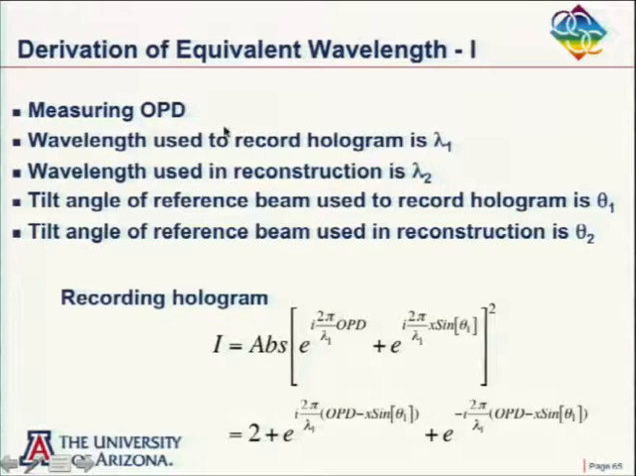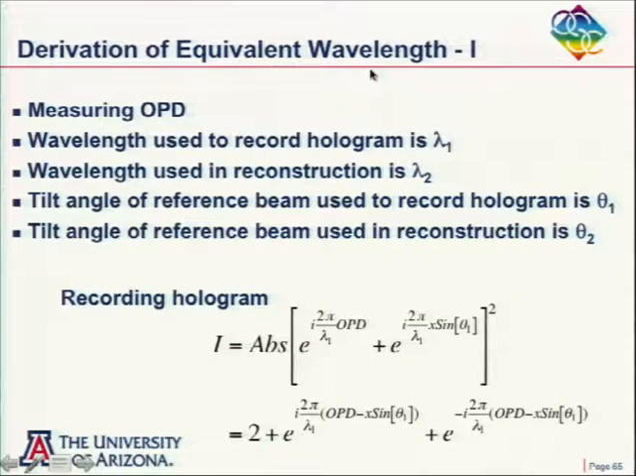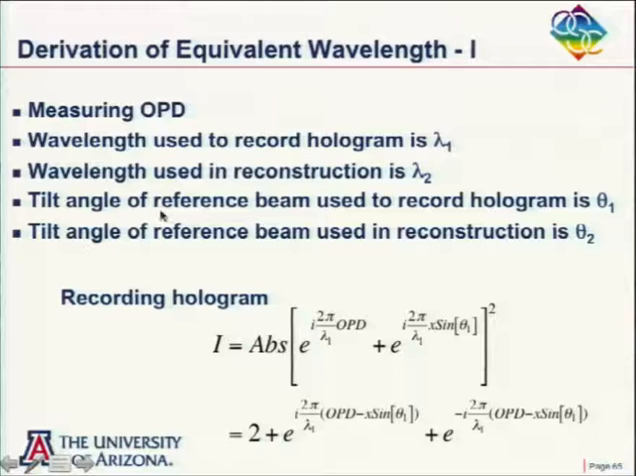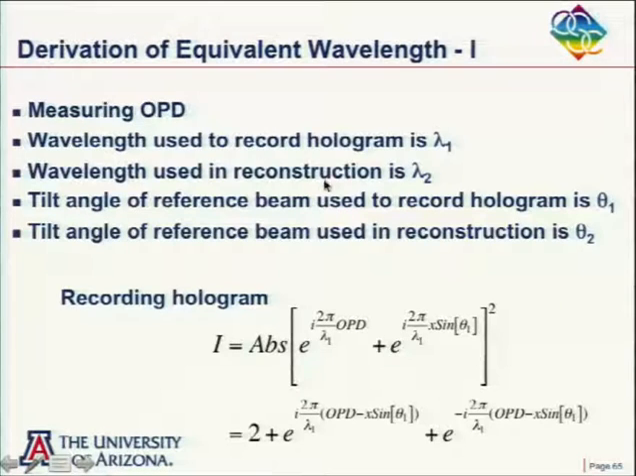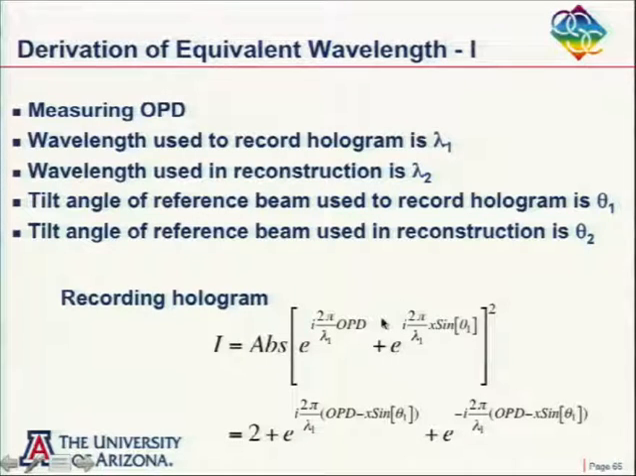So let's just see how this works with holography. And we've gone through equivalent wavelengths like this before, but we haven't done it for a hologram. So we're going to measure an OPD. We're going to use a wavelength lambda 1 to make the hologram, a wavelength lambda 2 to reconstruct the hologram. I'm going to give us the flexibility of changing the angle of the reference beam. So we can tip and tilt this mirror. So let's say initially the angle between the two beams is theta 1, and in the reconstruction process, let's say the angle of the reference beam is theta 2.